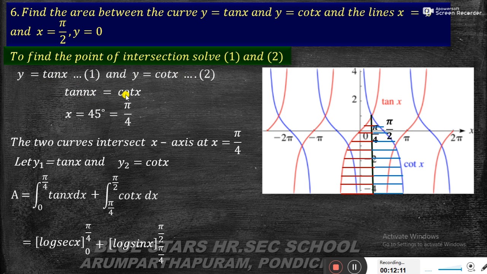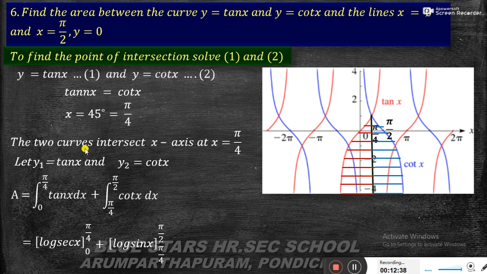So tan x and cot x are equal at the angle of 45 degrees. Tan 45 degrees, cot 45 degrees, that means they get the equal angle. Therefore x equal to 45 degrees. So x equal to 45 degrees is the point of intersection, where the curves meet. Therefore the two curves intersect at x equal to pi by 4. At this angle the two curves meet.